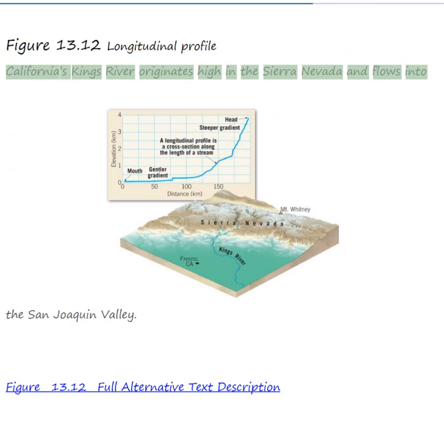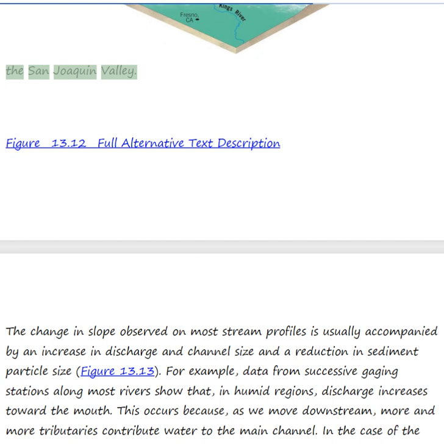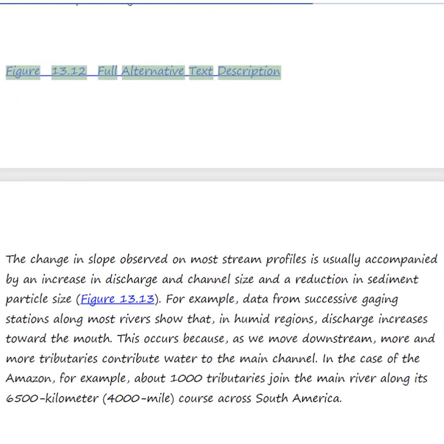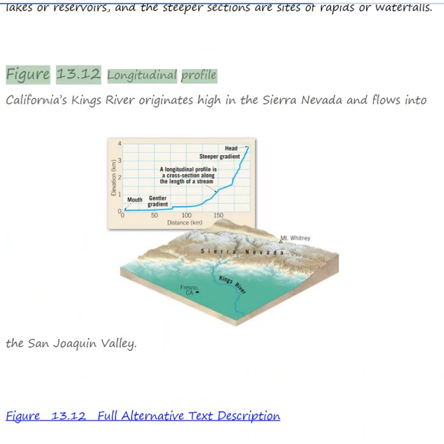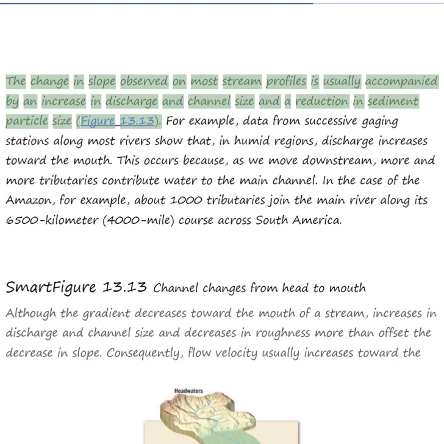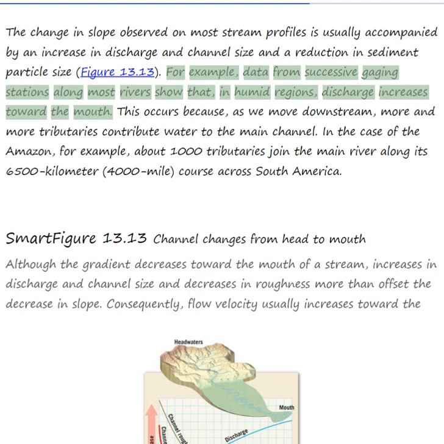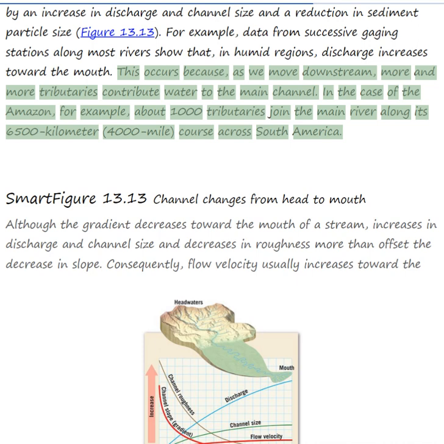California's Kings River originates high in the Sierra Nevada and flows into the San Joaquin Valley. Figure 13.12 Full alternative text description. Figure 13.12: Longitudinal profile. The change in slope observed on most stream profiles is usually accompanied by an increase in discharge and channel size, and a reduction in sediment particle size. For example, data from successive gauging stations along most rivers show that, in humid regions, discharge increases toward the mouth. This occurs because, as we move downstream, more and more tributaries contribute water to the main channel.